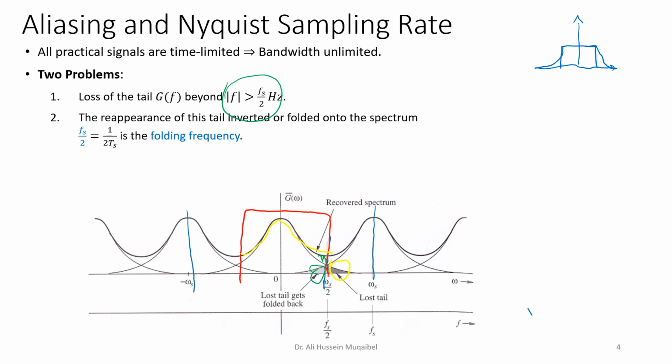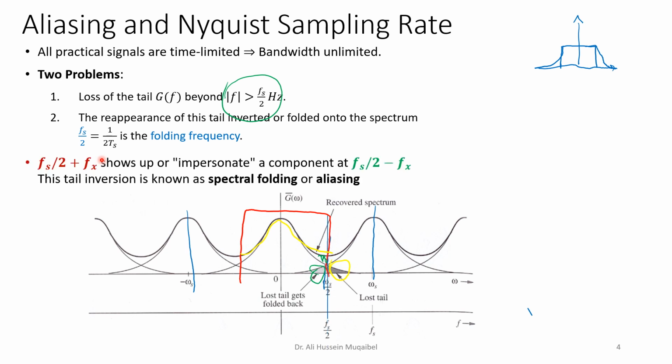Also, the tail reappears inside as a folded version. Whatever is above Fs over 2 will be folded inside, and we get the wrong spectrum. Whatever is here is going to be folded, as if we have a folding mirror here. Any frequency component that is Fs over 2 plus Fx will show up as Fs over 2 minus Fx. I will show you some numbers as an example. This tail is going to be folded, or aliased, into the original spectrum. This is what we call aliasing.